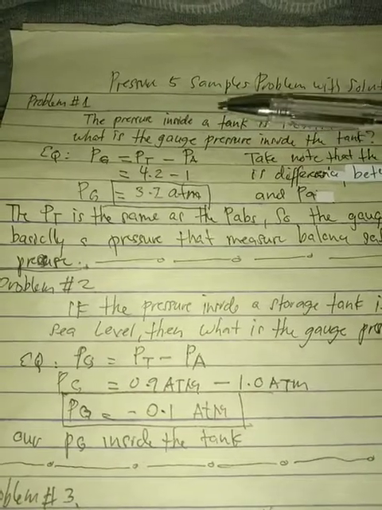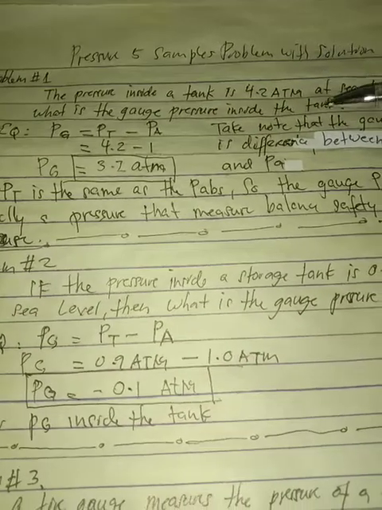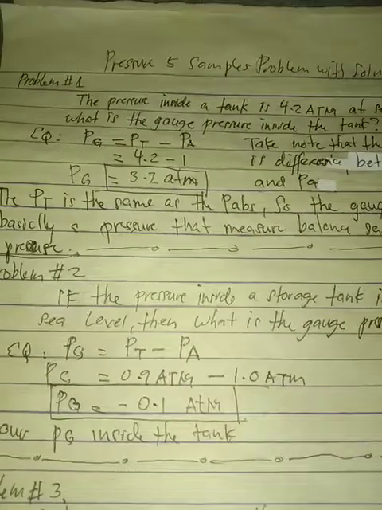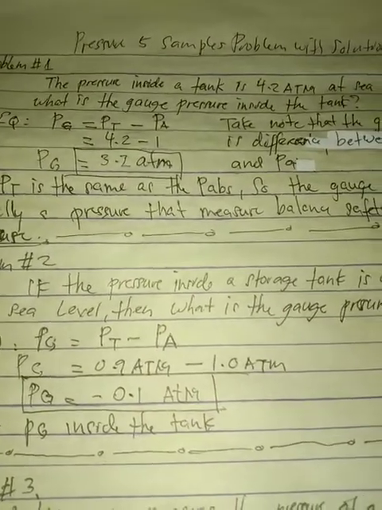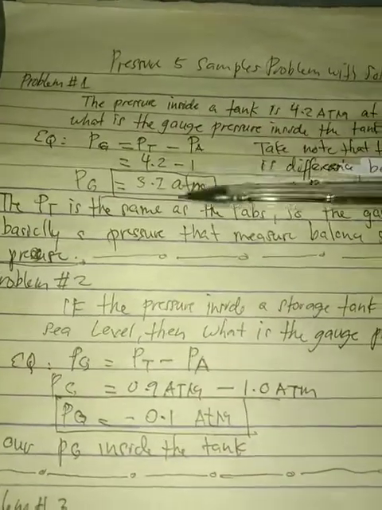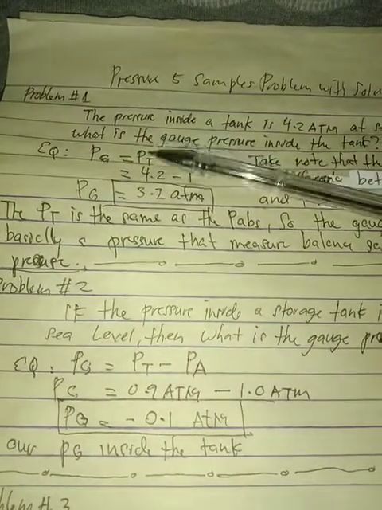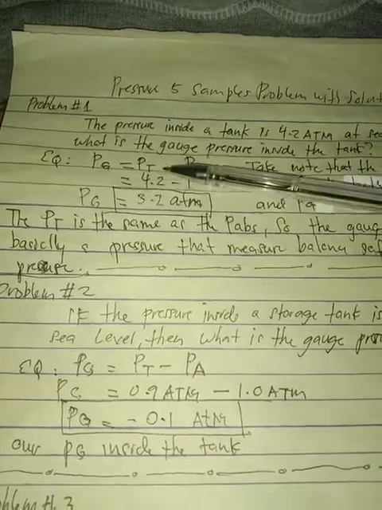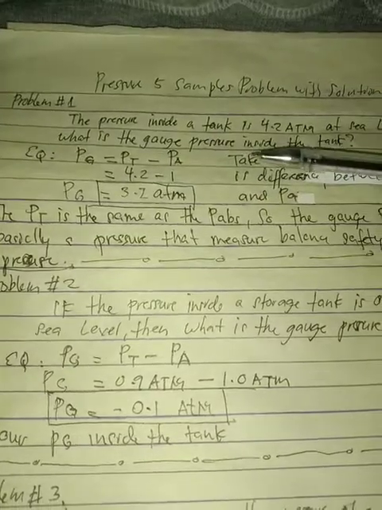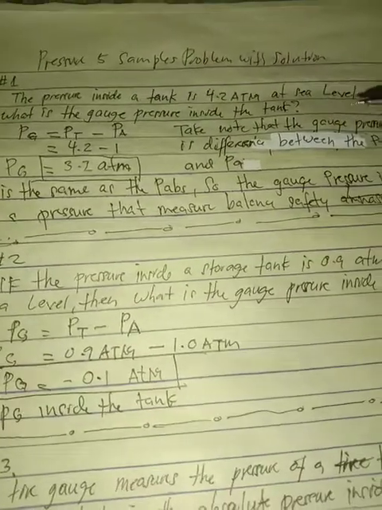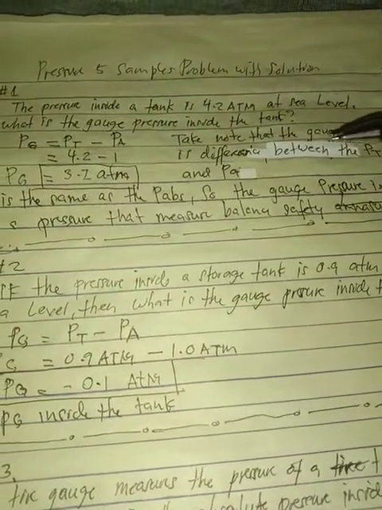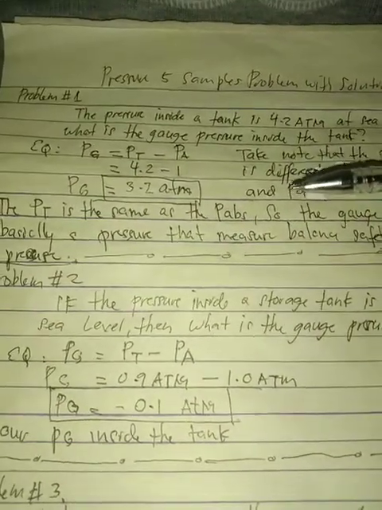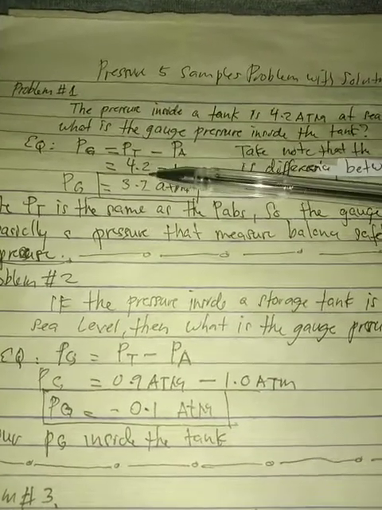So problem number one is: the pressure inside a tank is 4.2 atmosphere at sea level. What is the gauge pressure inside the tank? First, we are going to find the gauge pressure inside the tank. So we use this equation, but before that, take note that the gauge pressure is the difference between the absolute pressure and atmospheric pressure.